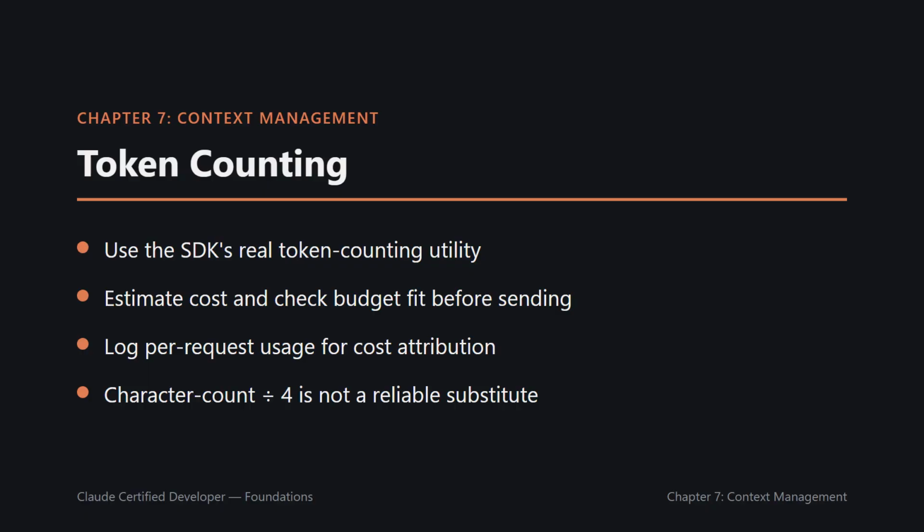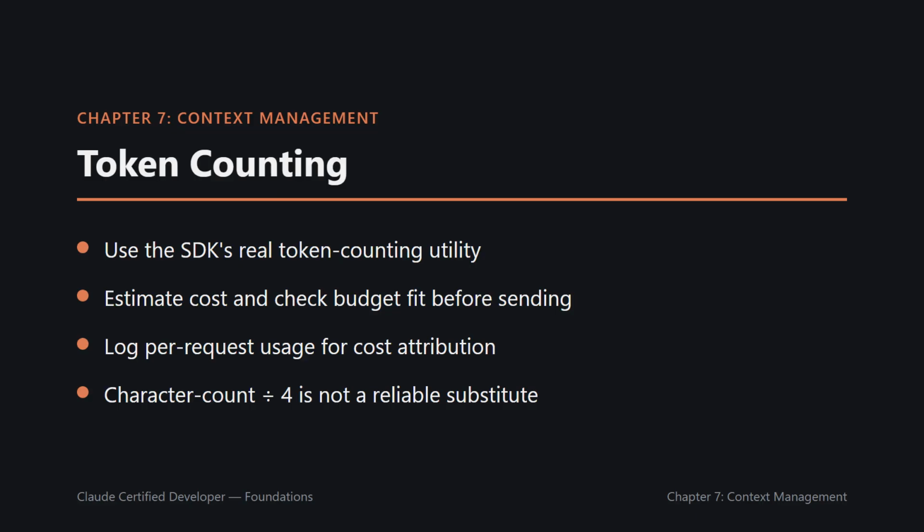Before sending a request, you can count tokens for a given piece of text via a dedicated counting utility in the SDK. Use it to estimate cost before making a call, check whether a document plus history will fit your budget before hitting a hard limit, and log per request usage for cost attribution.